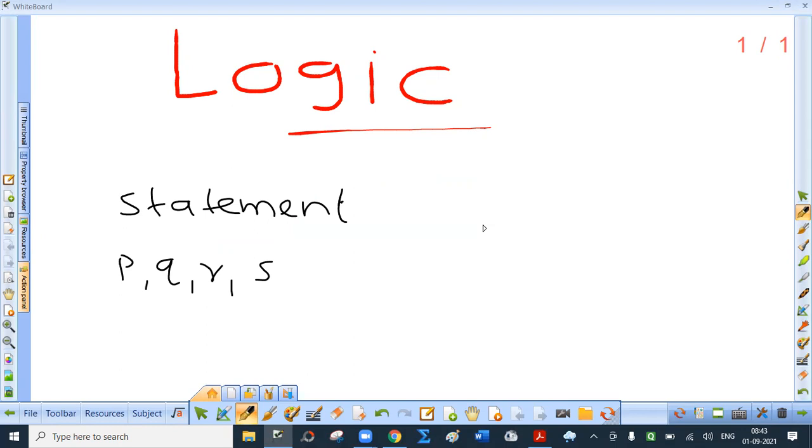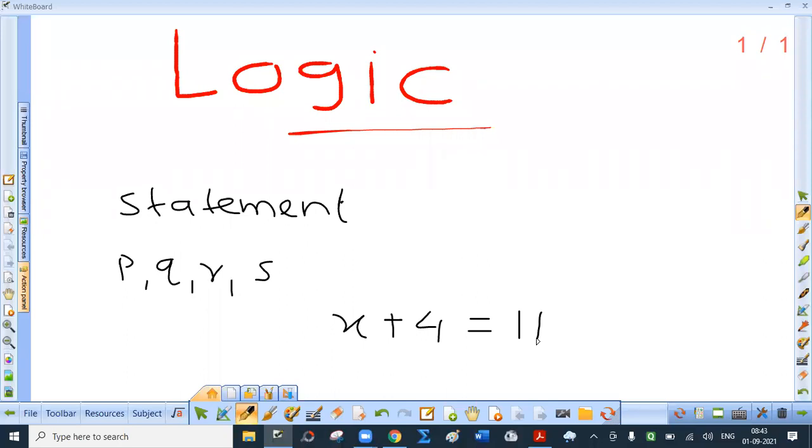But if I say that x plus 4 equals 11, is this a statement? This is a sentence, but is it a statement? It is not, because if x is 7, it is true. If x is other than 7, it is not true. And therefore, this is not a statement. We are going to call this an open sentence.